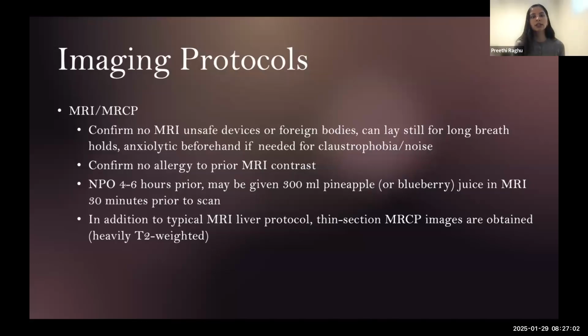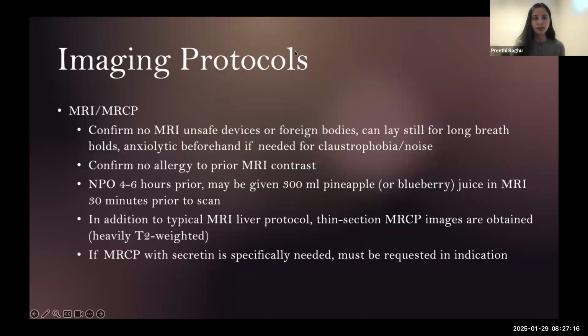so that we can see the ducts properly. And in addition to the typical protocol that we may do for an MRI liver, we do these thin section MRCP images, like I showed you, which are heavily T2 weighted. And then we do not do routine MRCP with secretin. If that is something that you would like us to do, that should be specifically mentioned in the indication.